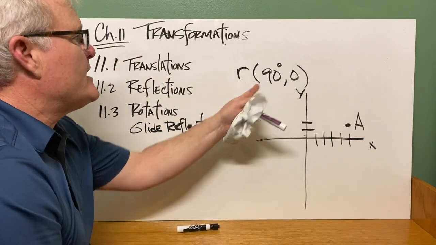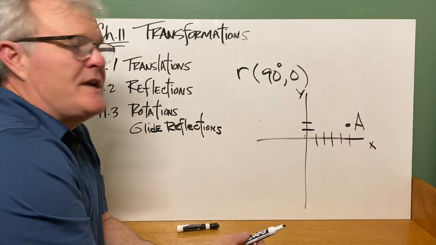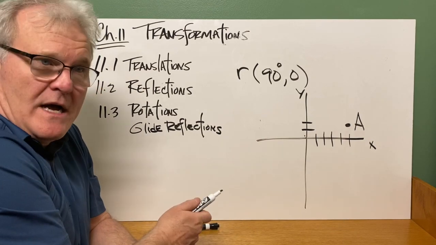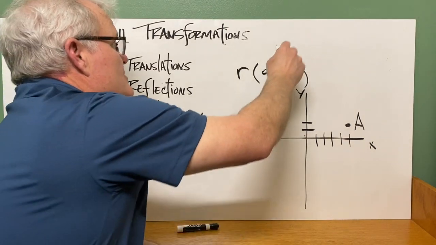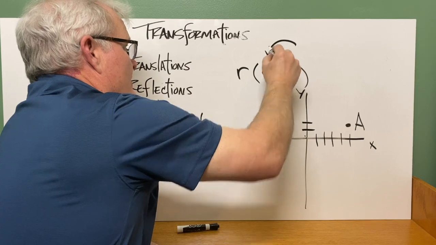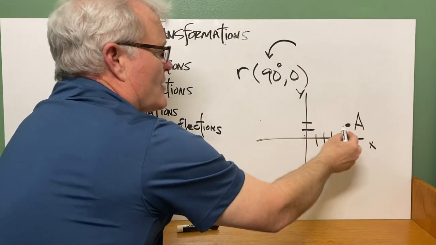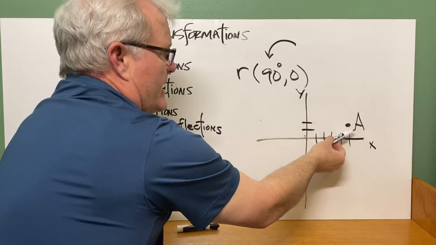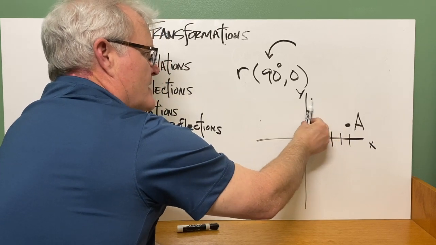If I do a 90-degree rotation, remember rotations are always going to be counterclockwise unless they specify otherwise. So remember, counterclockwise would be like this. So point A is going to go around the origin in a counterclockwise fashion. So it's going to be like this.